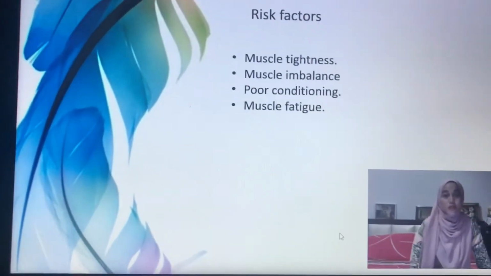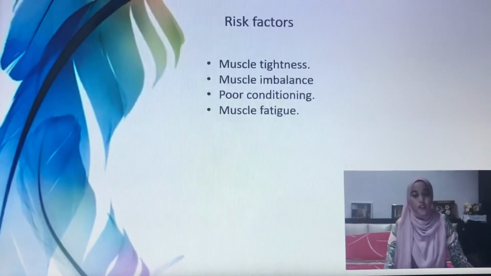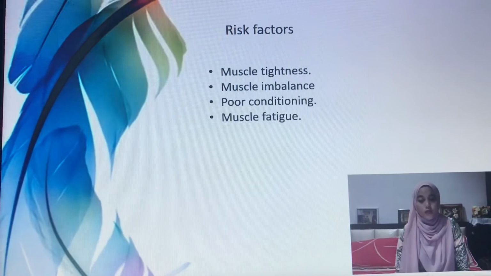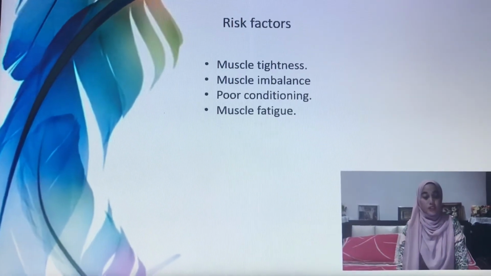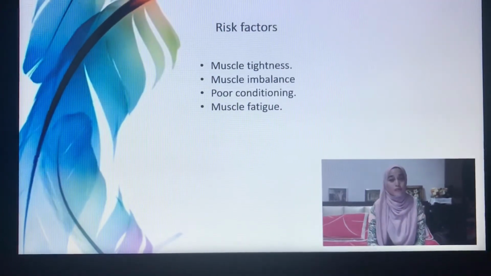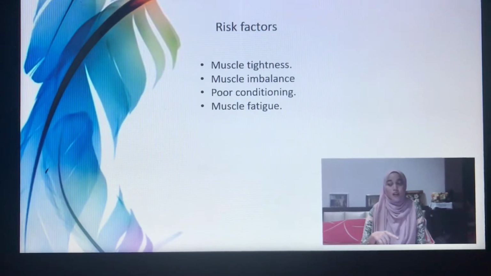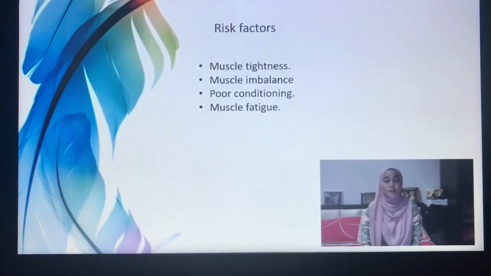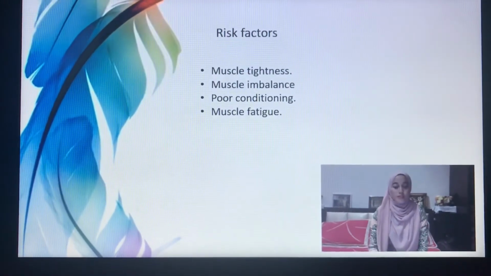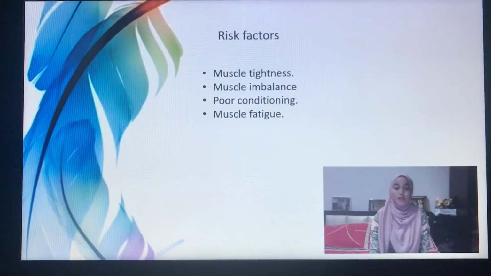Now we're going to continue to the risk factors of muscle strain. There are several risk factors for muscle strain, and the first one is muscle tightness. Muscle tightness happens when athletes don't do enough stretching. We go back to the previous slide where I said that athletes should warm up properly before playing. Athletes should always rest to avoid muscle strain.